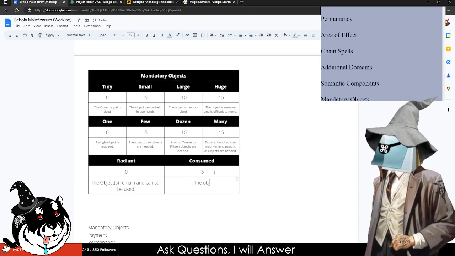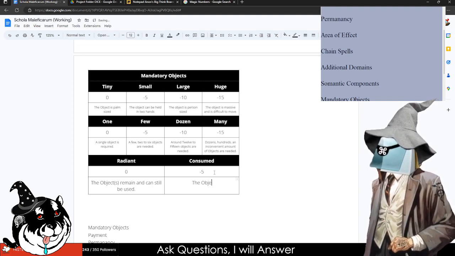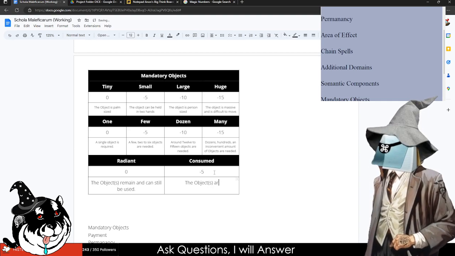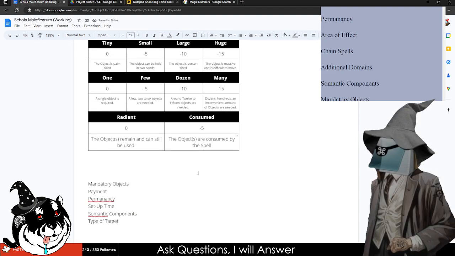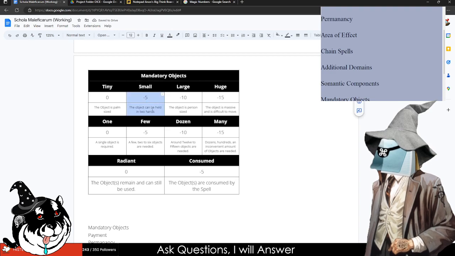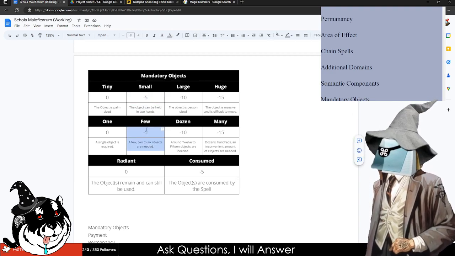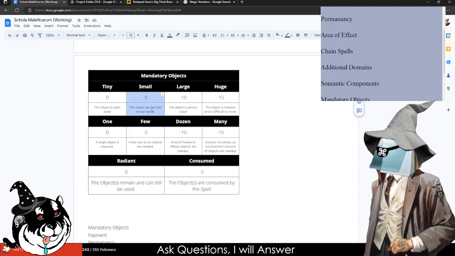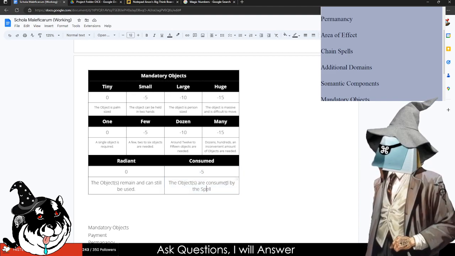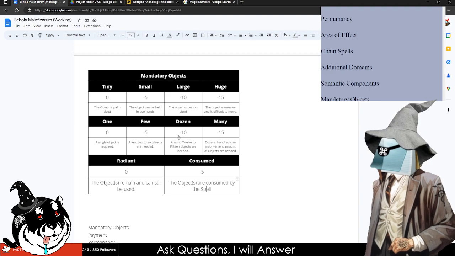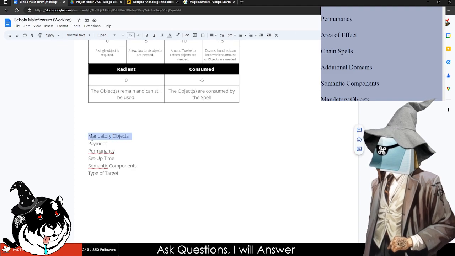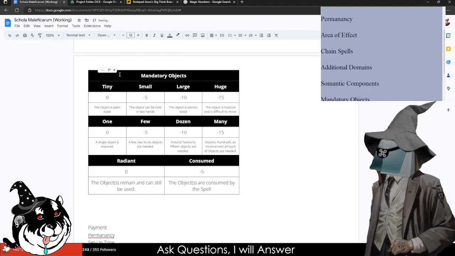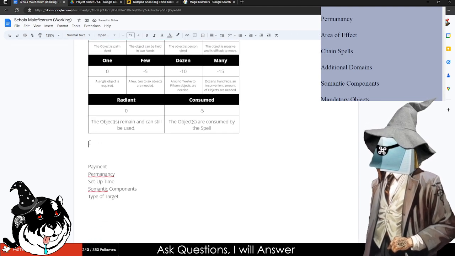The objects are consumed by the spell. If you want to reduce it, you're going to need a small amount of objects. You need about a dozen small objects, and they're going to be consumed. That's going to be a -20 flow. You're going to make life a lot easier for yourself, but it's just you getting stuff. Again, these numbers aren't really final, but we're working on it.